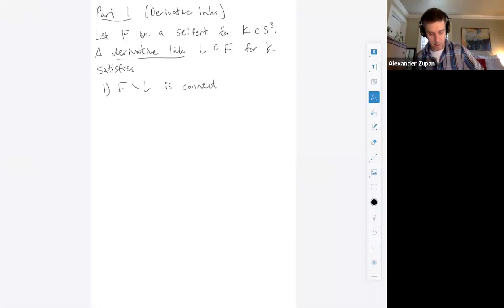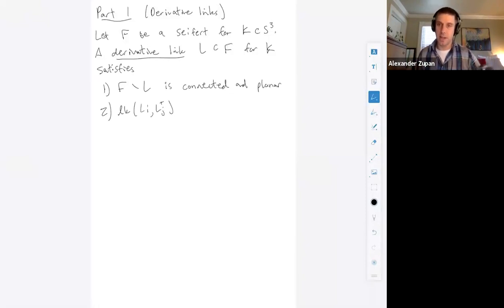So the number of components has to be the same as the genus of the surface, and they have to be linearly independent in first homology of the surface. And then the second condition is that the linking numbers of components, with a positive push off, is equal to 0 for all i and j. So another way to say this is that all of the pairwise linking numbers are 0, and in addition, the surface framing on L is the 0 framing.